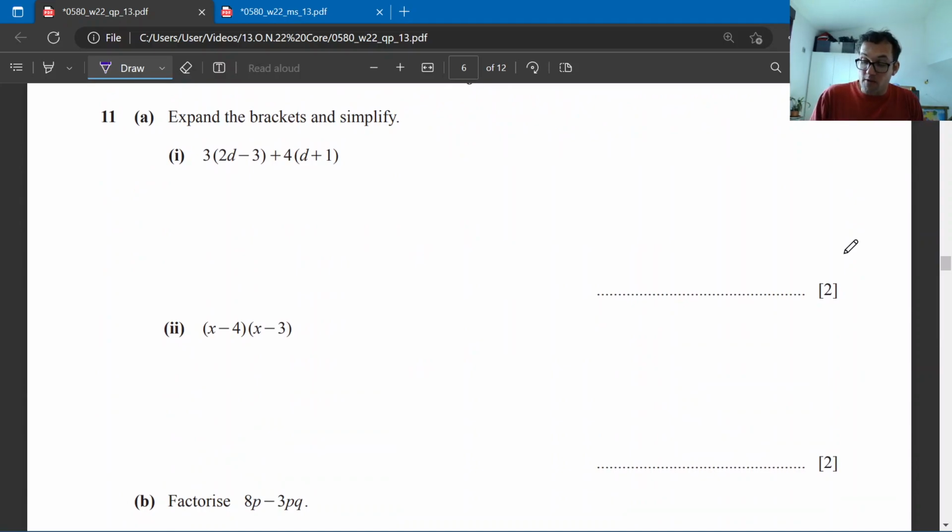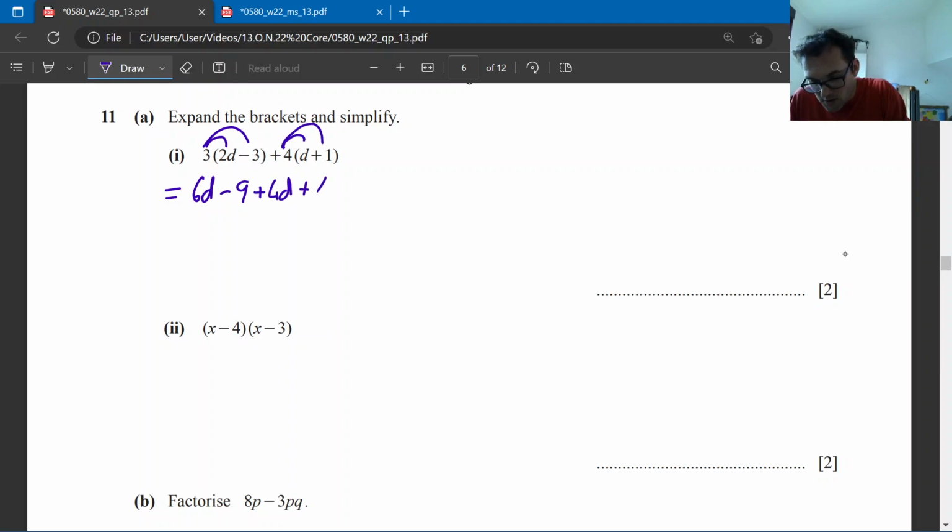Expand brackets. Be careful, these are not double brackets like in part 2. In part 1, these are two single brackets which we need to expand and then add together. Let me show you what I mean. 3 times 2d is 6d, and 3 times minus 3 is minus 9. That's the first bracket expanded. Second bracket, 4 times d is plus 4d, and 4 times 1 is plus 4. That's multiplying. Now we just add together.